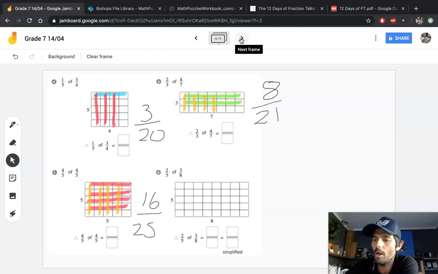And then the last one, we have 2/5. You can see that there are 5 rows, and 2 of those 5 rows are colored in. So that's the top row and the second row. And then we've got 3/8, and the 8s are divided up into the vertical columns, and I need to shade in 3 of those. How many blocks have been shaded by both green and blue?